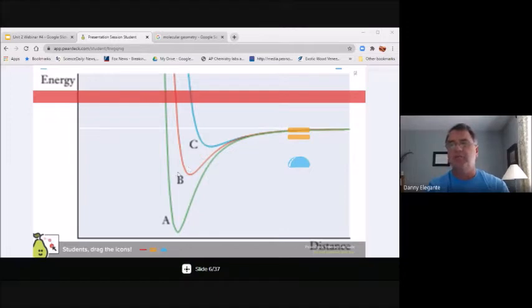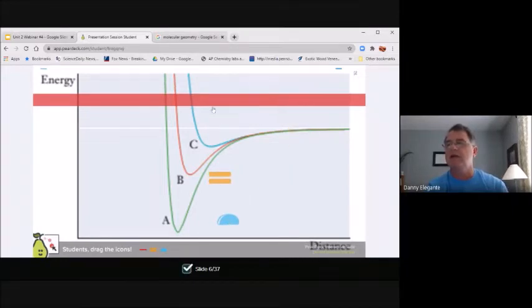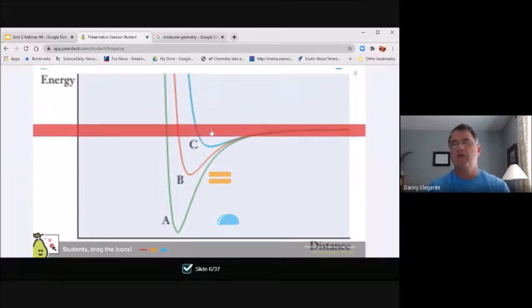The second biggest dip, in B right here, would be the double bond. And in C, that would be the single bond. So the correct placement is the taco at the bottom, the double bond here at B, and then drag that red line down to C. Now that's based on bond energy.